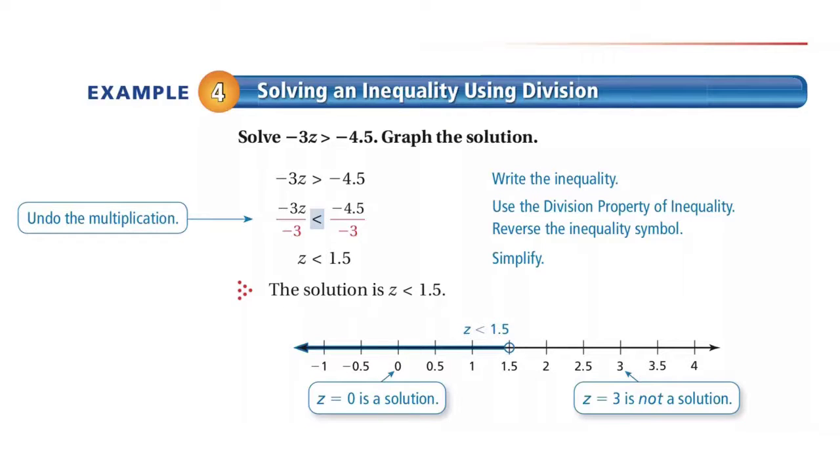When we graph it, of course, it's an open circle because there was no or equal to line. And the arrow goes off to the left because we're talking about the numbers less than 1.5. And you could look at the less than symbol, and it looks like an arrowhead pointing off to the left.